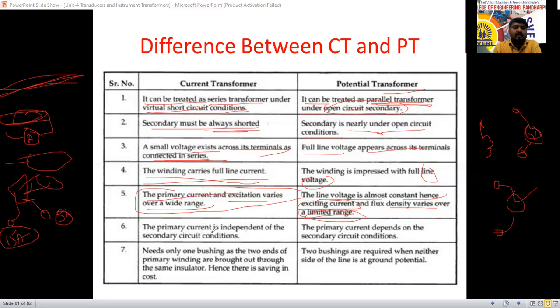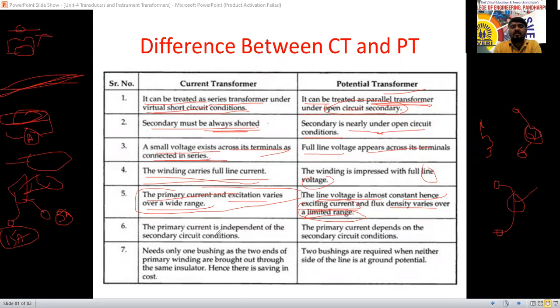The primary current is independent of the secondary circuit. Here, the bar we are using acts as the primary. The secondary we are tapping here. So if we add some load or anything on the secondary side, it will not affect the primary, because it is connected in series over there. It is connected directly to the line and acts as the primary winding, so it does not affect anything over there.